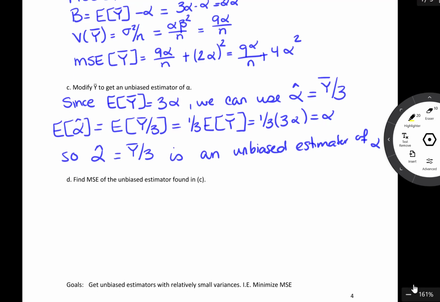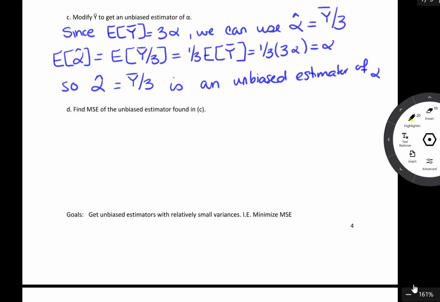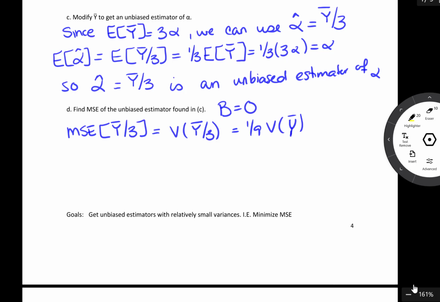Okay. So let's find the MSE of the unbiased estimator that we just found. So notice, since it is unbiased, our bias is going to be equal to 0. So now we just need to find the MSE of y bar divided by 3. Well, again, since the bias is equal to 0, this is going to be the same thing as the variance of y bar divided by 3, which is equal to 1/9 times the variance of y bar. So based on what we have earlier, this is equal to 1/9 times 9 alpha divided by n, which is equal to alpha divided by n.